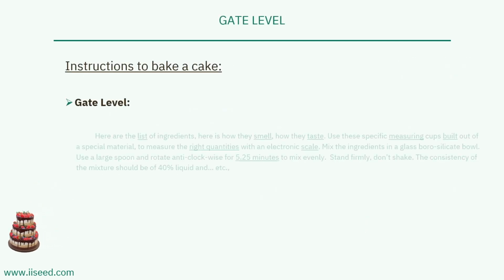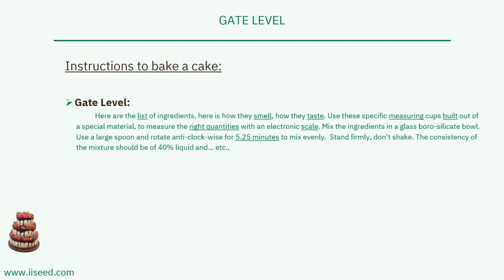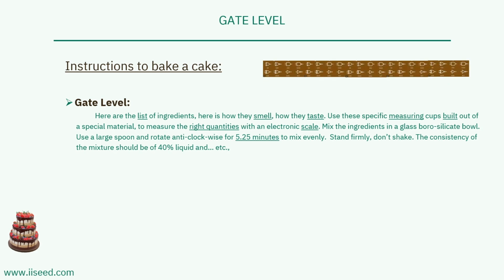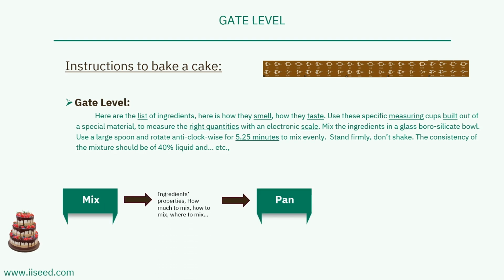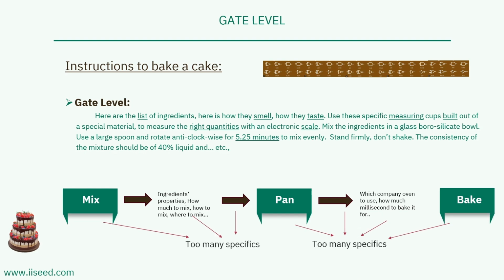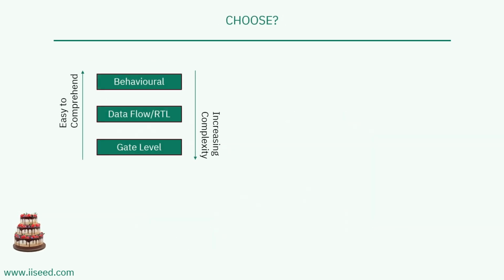Moving down into the gate-level abstraction, we can quickly see the increase in complexity. There are instructions and rules that control every aspect of the baking process. Although this might yield a masterpiece, it might be a very tedious and time-consuming process to follow. What if we need to bake 100 cakes a day? The complexity and effort required quickly becomes unmanageable.